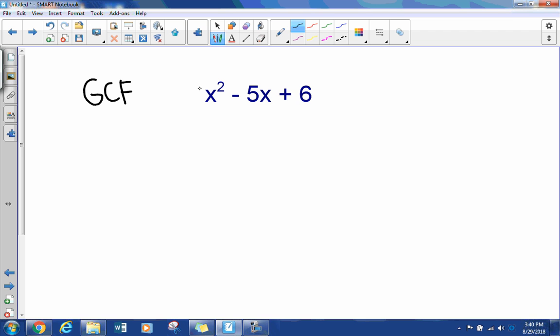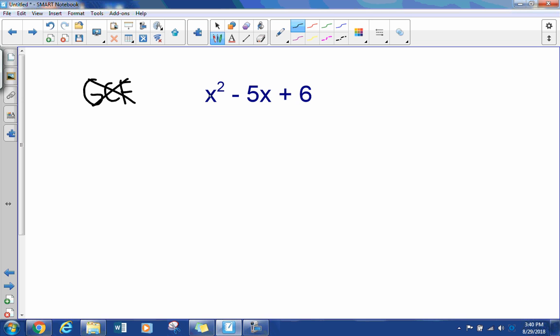Now, obviously, you would want to check for a greatest common factor, but you'd see here 1 and -5 and 6, they don't have a common factor. X squared, x, and no x's at all, they don't have a common factor. So there is no GCF here, but I do want to check. That leads me into this new method that is going to be factoring when the leading coefficient is 1.